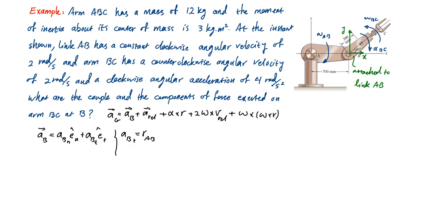That would be alpha AB. Now this has constant angular velocity, so alpha is 0, which means this term is 0. Now, a normal component would be R_AB omega_AB squared. What is the direction? Well, the direction is from this point towards A, and that would be negative x. So that would be minus i.